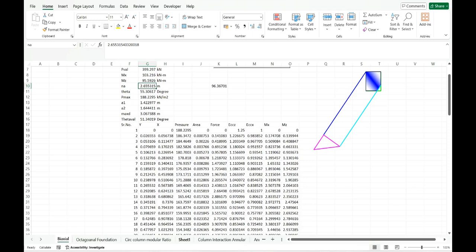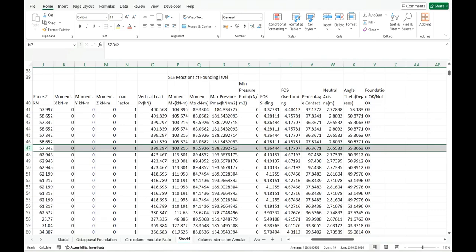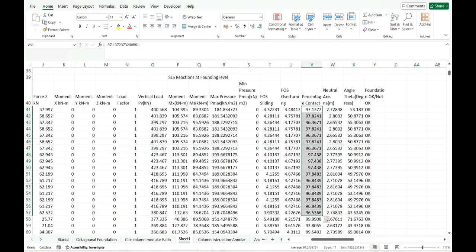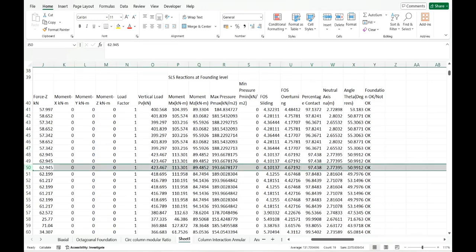Now there could be an argument that why we are doing so much iteration and so many different load combinations with so much rigorous calculation. The reason being, particularly for SLS condition, we need to check the percentage contact, which is quite important, because of the loss of contact, there will be redistribution of pressures, and that will increase the pressure on the foundation, as well as it will reduce the contact.